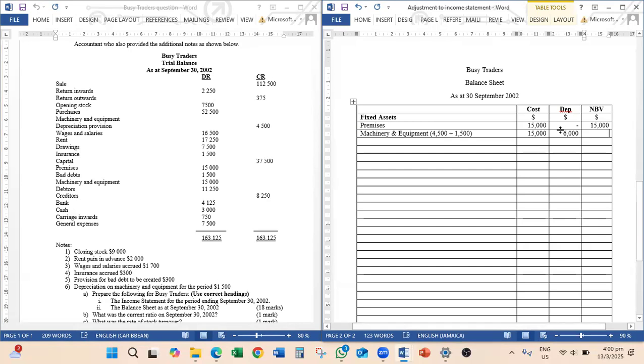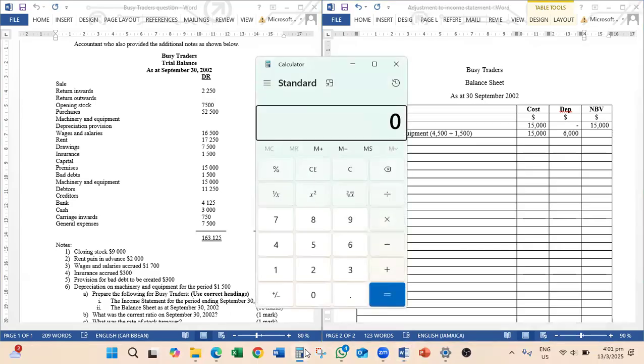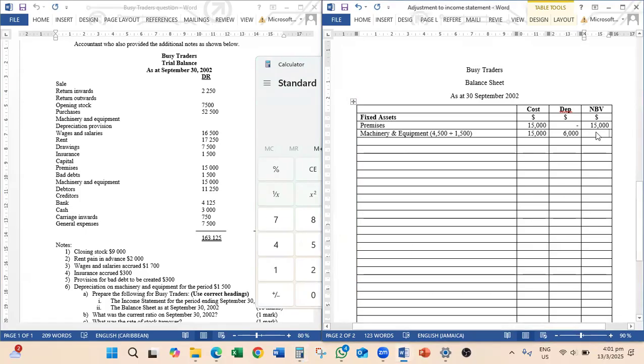And so what we would do now, we would subtract the depreciation from the cost, right, to get the net book value, which would be 15,000 minus 6,000, which would be equal to 9,000. So the net book value is 9,000. All right. You can pause the video and go back and look at what I did right there.